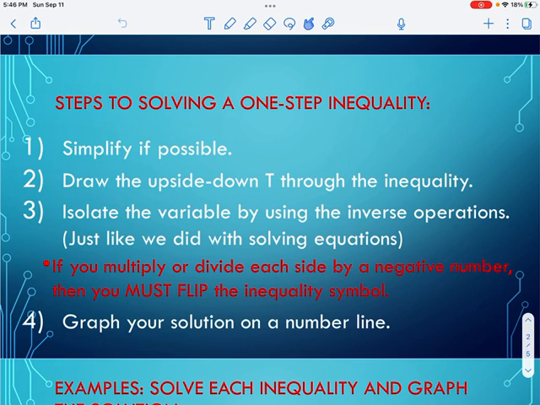And that is, if you multiply or divide each side by a negative number, then you must flip the inequality symbol. Okay, so I'll show you a couple examples using that. But just remember, if you multiply or divide each side, so both sides, by a negative number, then you must flip the inequality symbol. Number four, then you're going to graph your solution on a number line.